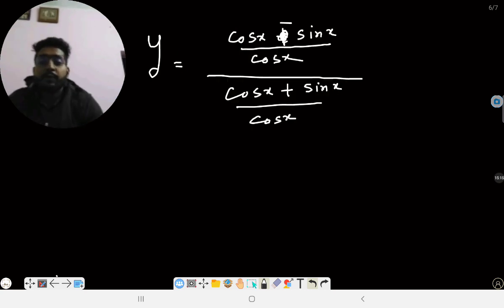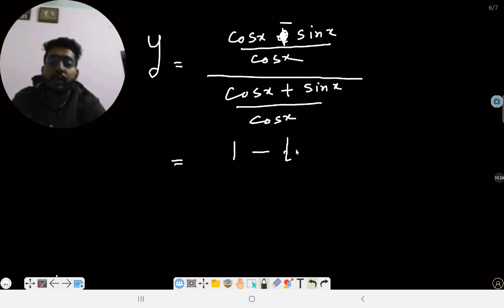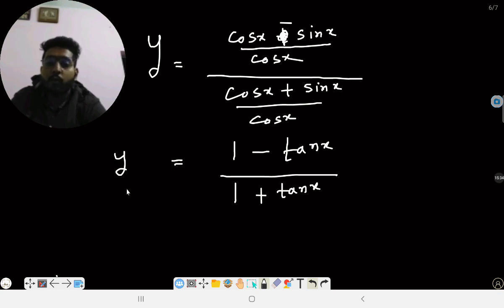Okay, now if I divide both by cos x, what will happen? Cos x by cos x will be 1, minus sin x by cos x, that will be tan x. And in the denominator, cos x by cos x will be 1, plus sin x by cos x, that will be tan x. So that is the y here.